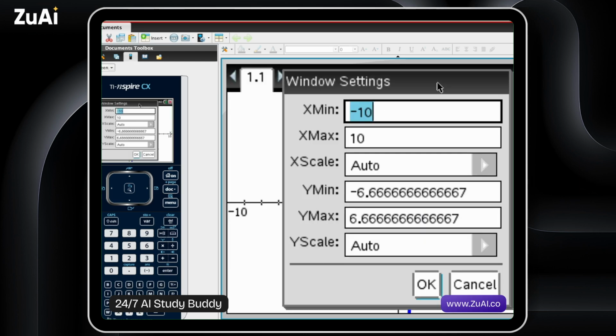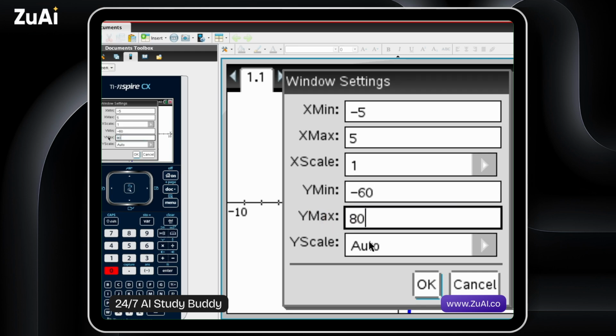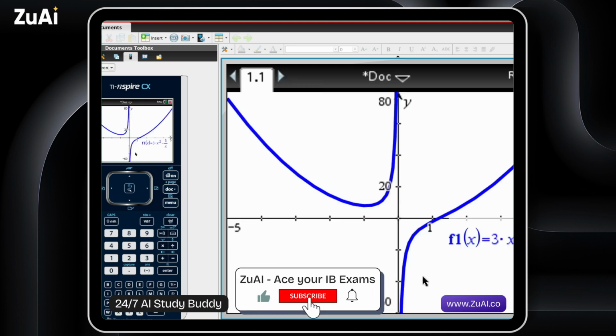So let's go menu, window zoom, and let's get some custom window settings. X min was negative 5, x max was positive 5. The scale we can put as 1, which helps simplify things because it is a scale of 1 on the graph itself. Y min was negative 60, y max was equal to 80, and the scale in this case was 20. That is to say, it goes up by 20s.